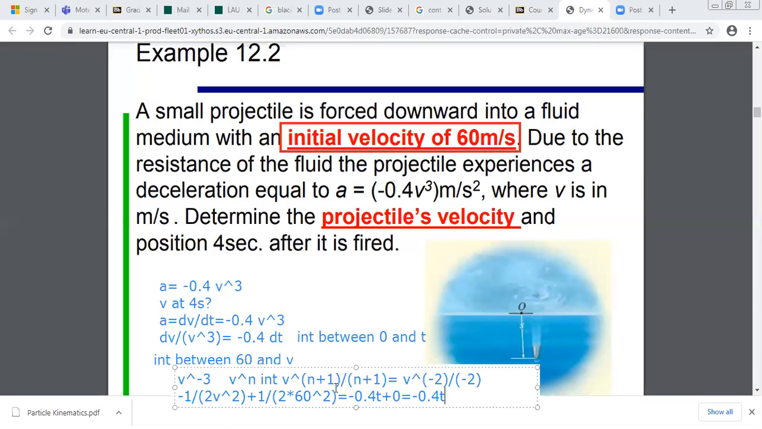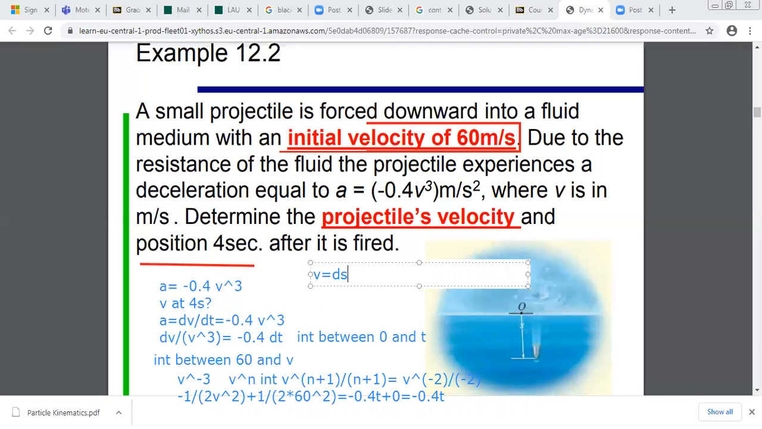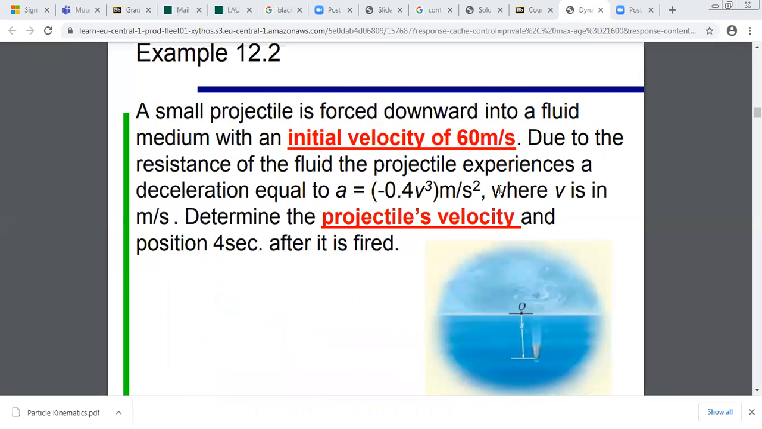Now, why in this problem did I find the general relation before replacing? Because look, I still need to find position. I need to find position after 4 seconds. To find position after 4 seconds, I should use what? v equals ds over dt. So I need v as a function of time. This is why in this problem it is a good idea to find the general relation first, because I need it after.